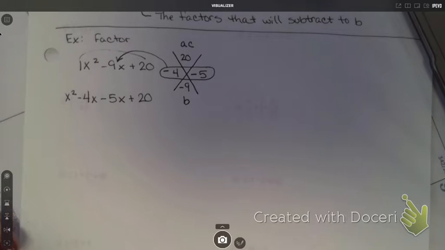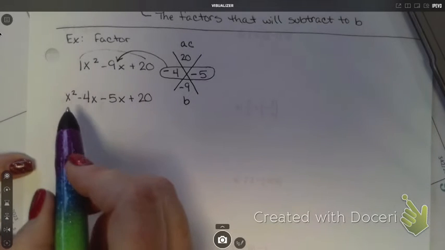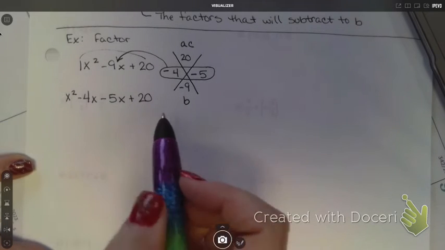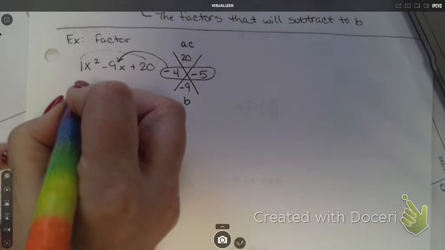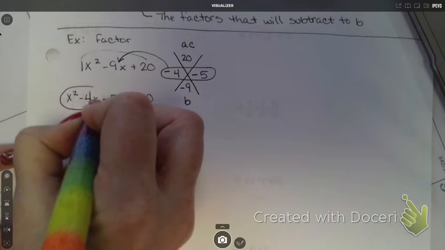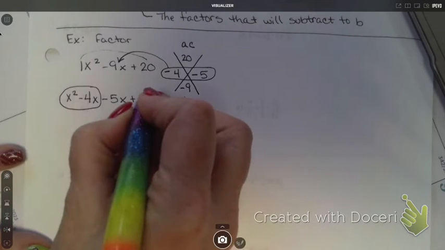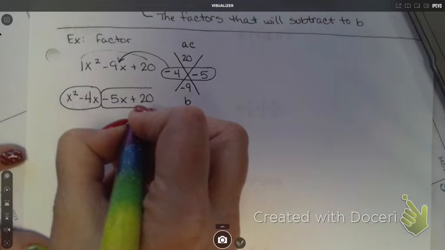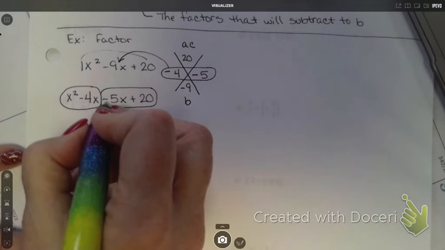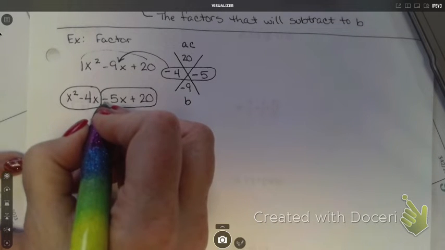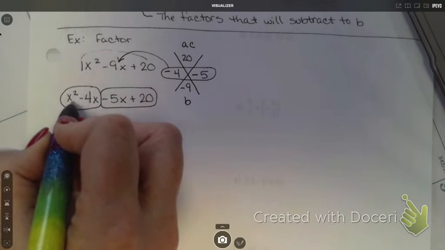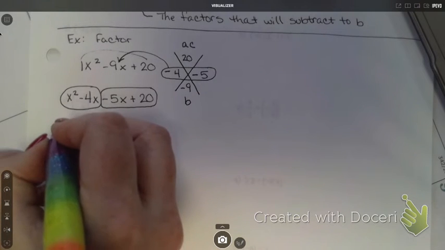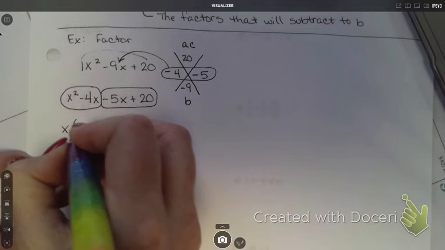Okay, so now we have 4 terms, don't we? We don't have a trinomial anymore. So we're going to factor this by grouping. We're just going to attempt to group the first 2 and the last 2. You notice I grouped the sign with the second one, correct? Okay, so what does x squared minus 4x have in common? X. So I'm going to factor out an x, and I'm left with what?